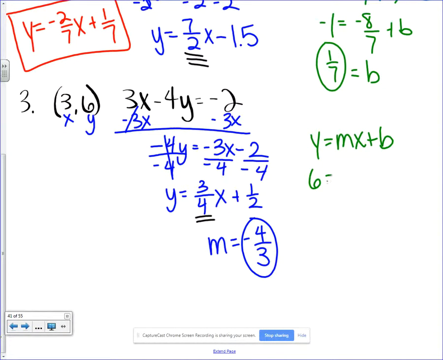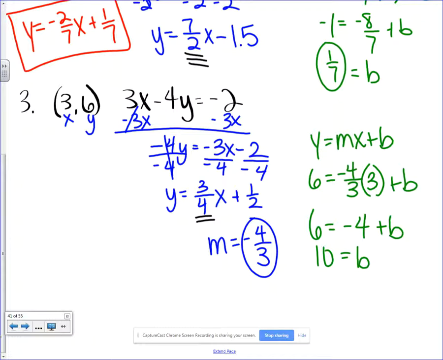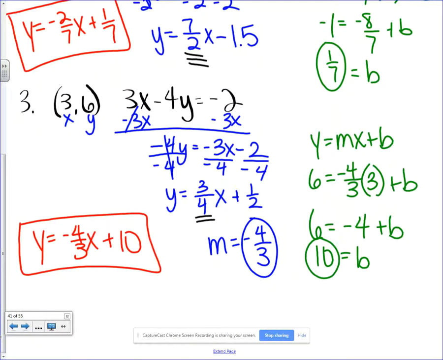My y is 6, my m is -4/3, my x is 3, and I'm trying to find b. If I multiply this, I get -4. If I solve for b, I get 10. So now my final answer will be y equals -4/3 x plus 10. This is the equation of the line that is perpendicular to that and passes through that point.